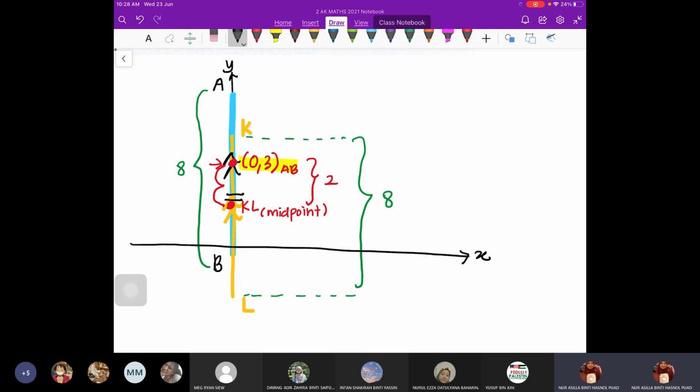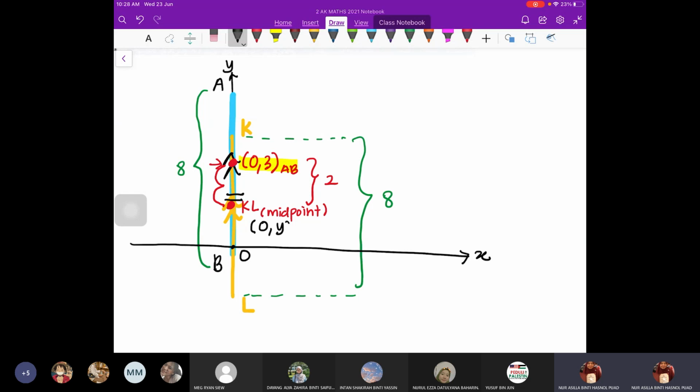Okay, so point dekat sini adalah sebab dia 3, dia positif y. Sebab tu teacher tulis x-axis kat bawah. Okay, so bila midpoint of KL 2 units down. Okay, jadi KL ni dia punya nilai X, saya dah tahu, 0. Because dia berada betul-betul di Y-axis. Jadi nilai X koordinat dia adalah 0.